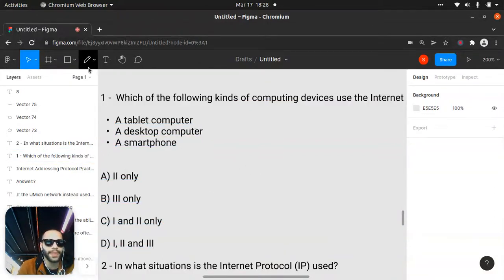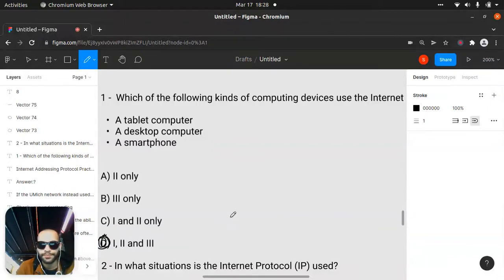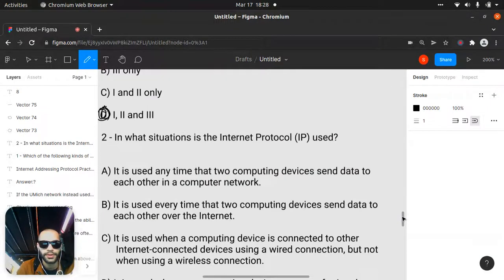Yes, all have IP addresses in their network system. Let's come down to the second question. In what situations is the Internet Protocol IP used? It is used at any time that two computing devices send data to each other over a computer network. It is used every time that two computing devices send data to each other over the internet. This one is true.